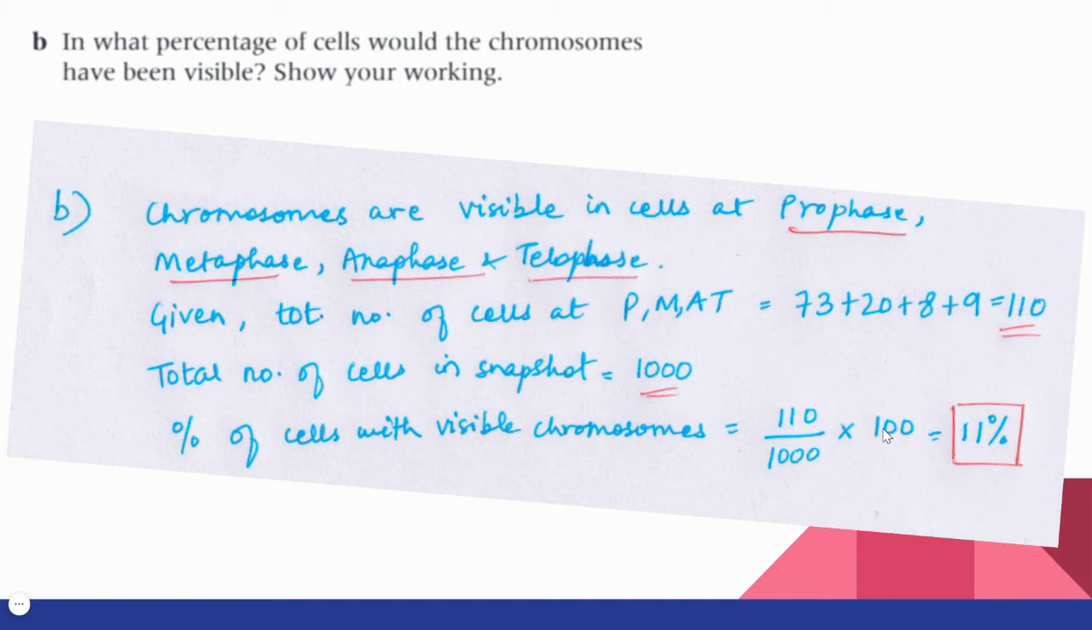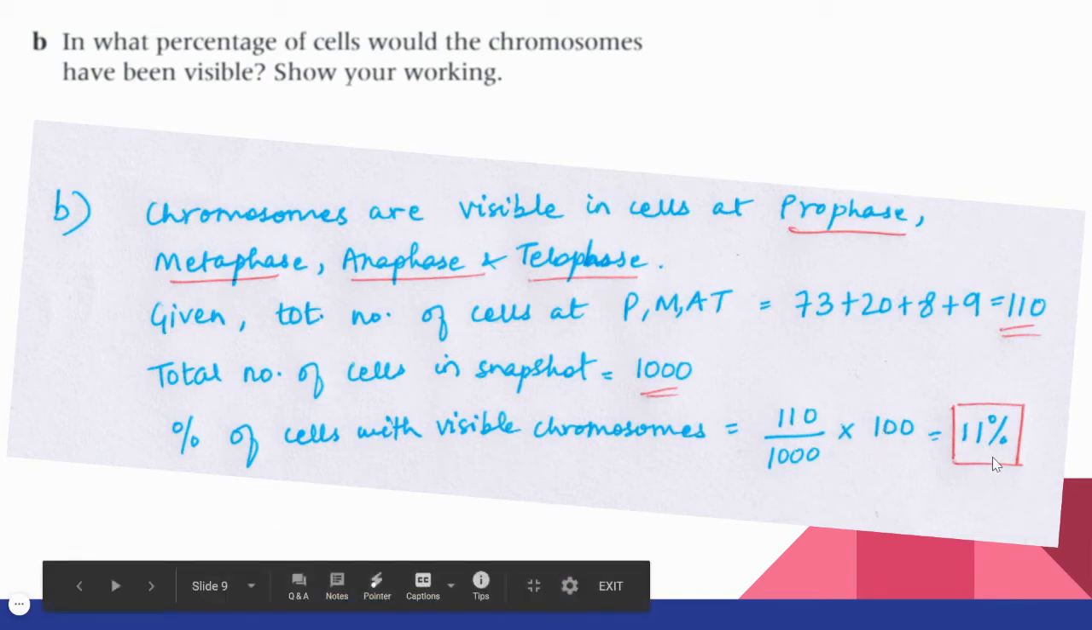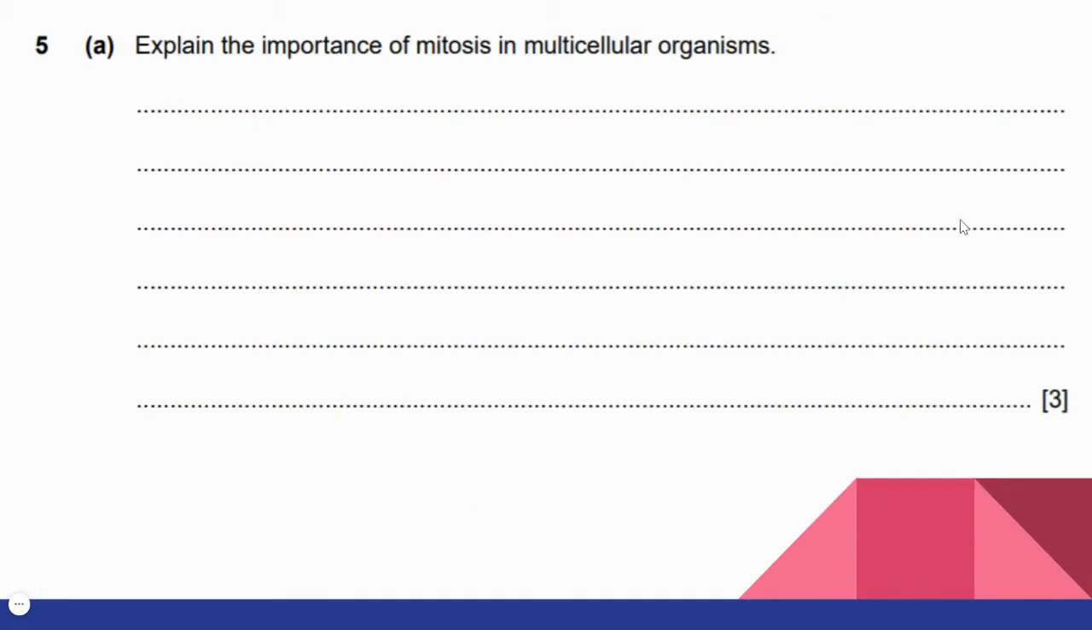Then calculate how many cells in your table are in these stages. That is 110. And our total number of cells in the snapshot was 1000. So 110 by 1000 times 100 will give you the percentage of cells whose chromosomes are visible. That is 11%. So that's how you calculate.